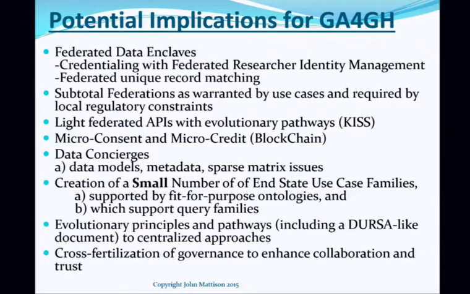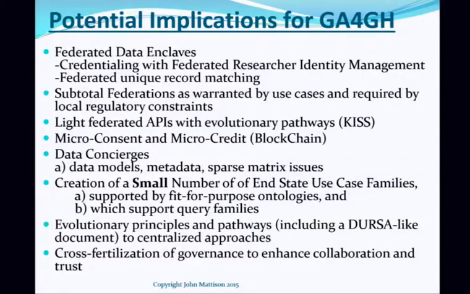So the first thing is to use federated data enclaves with credentialing of researchers and federated researcher identity management and federated unique record matching. One of the problems that lies in the very near future is duplication of records. We don't have to identify who they are, but identifying that they're unique and common in different data sets is important.